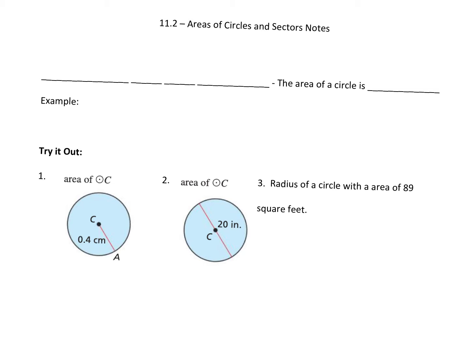11.2, we are talking about areas of circles and sectors. So the first thing is the area of a circle. Area of a circle, the formula is pi r squared. R being the radius, as always.